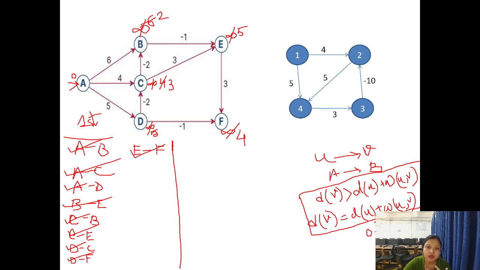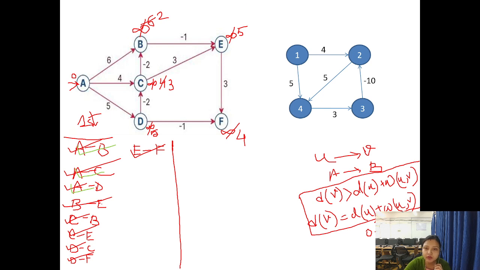Now see, if we consider A to B, the distance of B is 2 and if we consider U, 0 plus 6, that is 6. So 6 is greater than 2. So we will keep 2. We are done with A to B. Now A to C. The distance of C is 3 and if we use A to C, 0 plus 4, that is 4, which is greater than 3. So we are not going to update. Next is A to D. The distance of D is 5 and 0 plus 5 is 5, which is the same. So we are not going to update it.